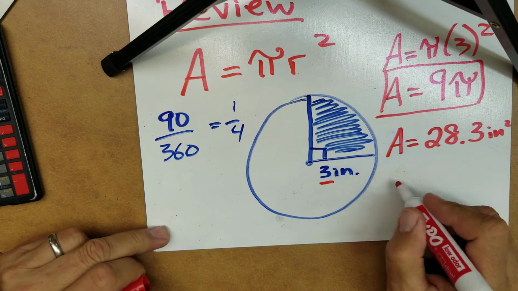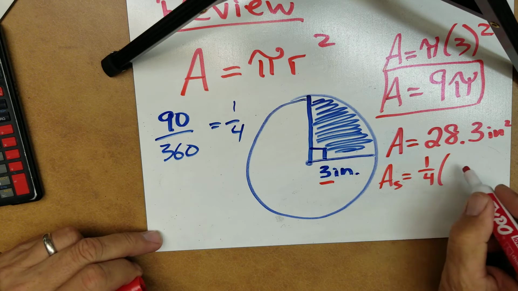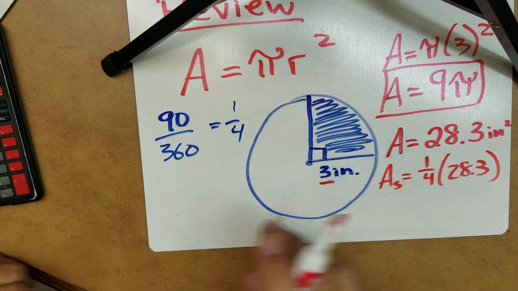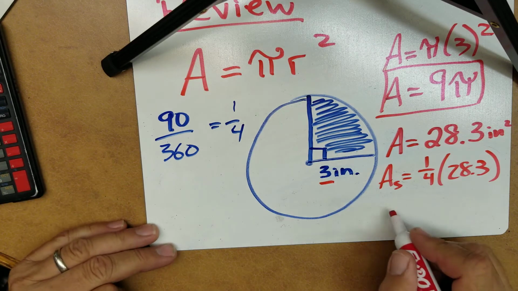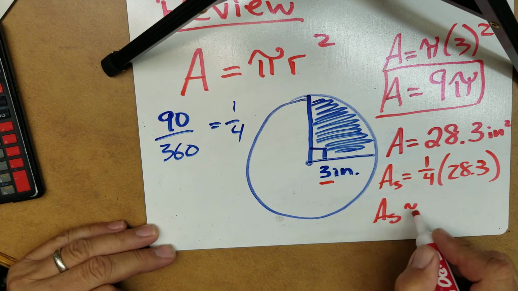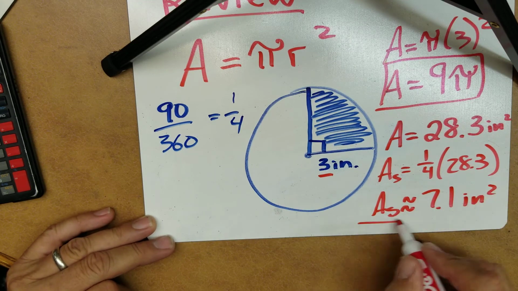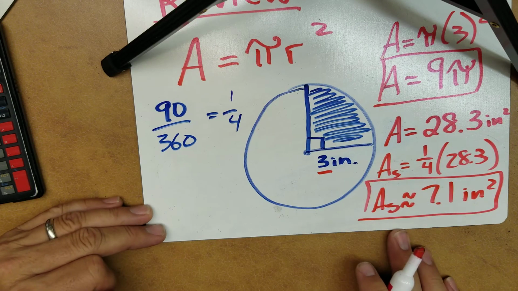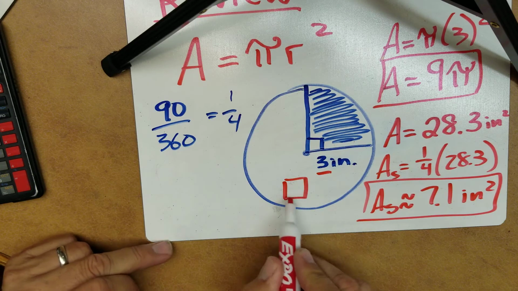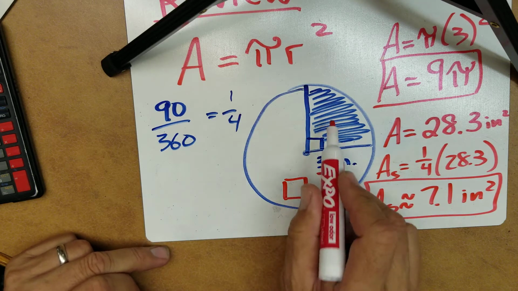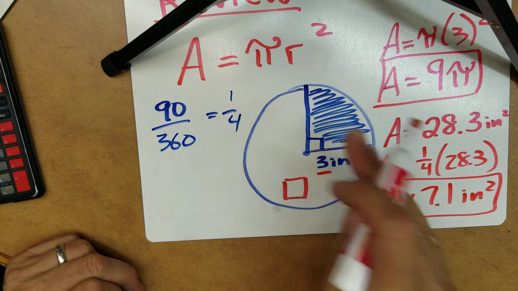So the area for the sector, and I'll put a little s for sector, is going to be 1/4 times 28.3, and I just divide by 4. And if I round, area of the sector is about 7.1 inches squared. Don't forget your units. Inches squared is important because the measure of area is how many little 1 inch square boxes would fit in there. And there's 7.1 of these would fit in there, although they're rounded.